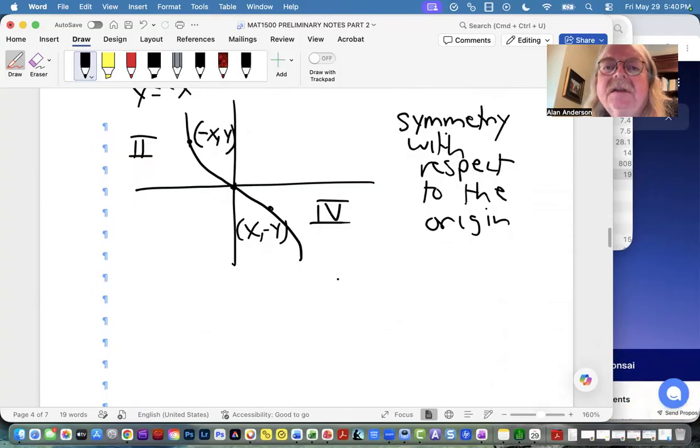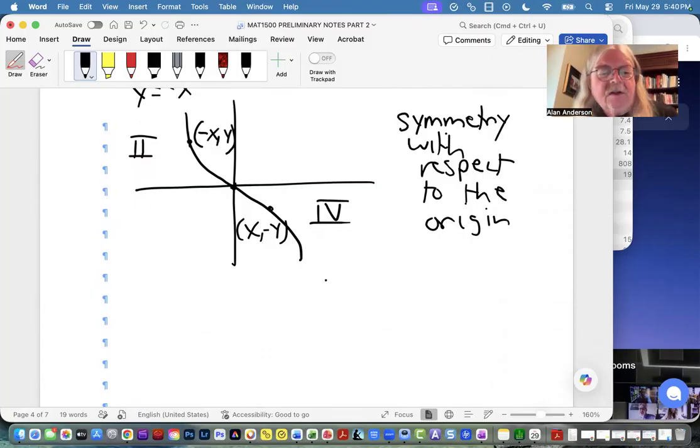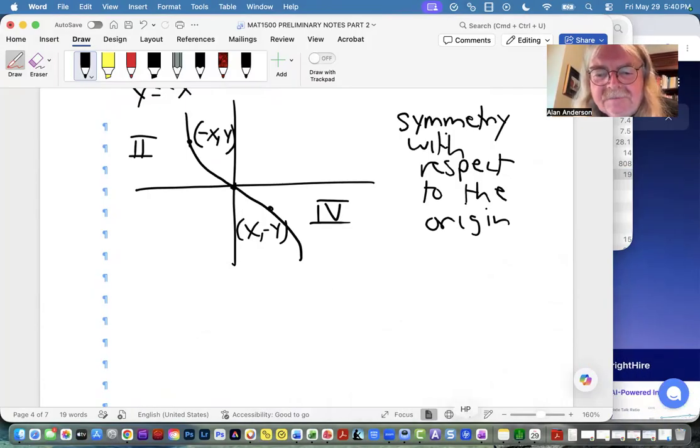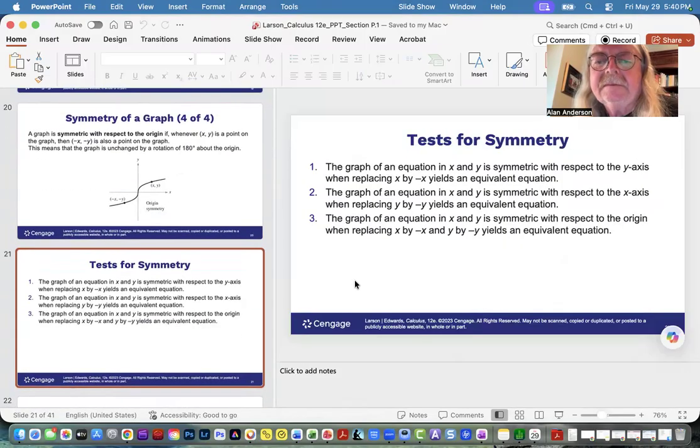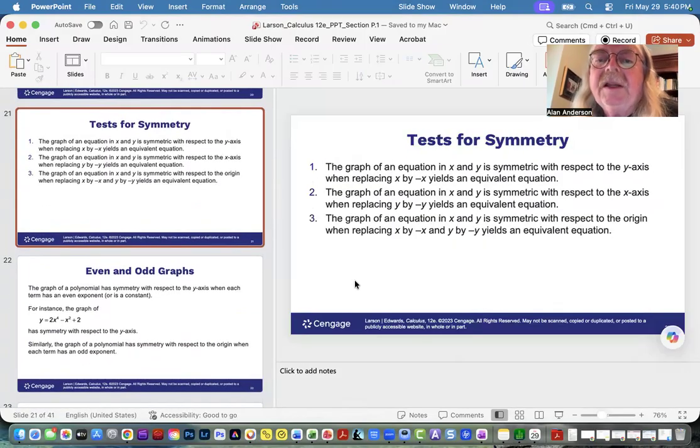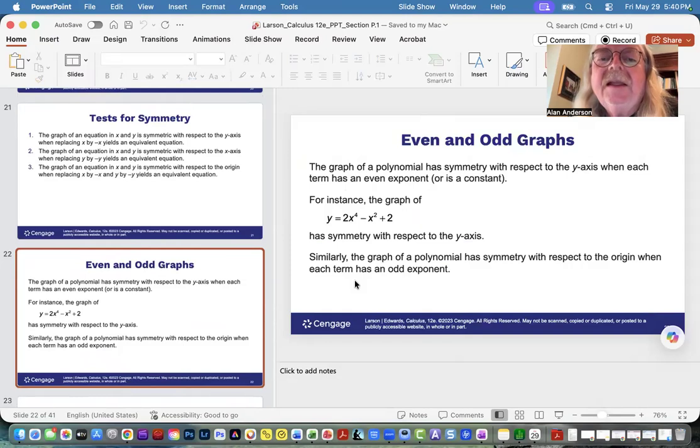You can certainly do that, and you probably should, but sometimes the function itself is enough. So the examples they give us are these. Here they're giving us a general rule. If we have a polynomial, which could be of any degree, in this case it happens to be of degree 4, if all the exponents are even numbers, then we will have symmetry with respect to the vertical axis.